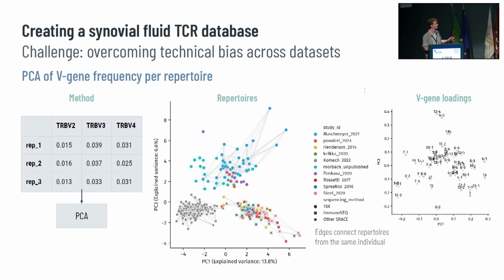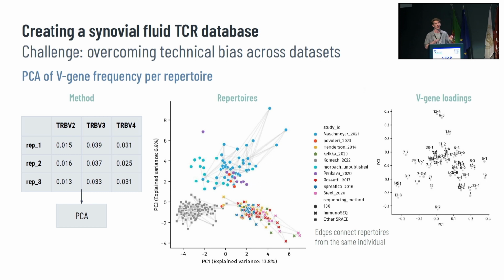So to first characterize this, I briefly looked at the frequencies of the different V genes within the data sets, and you can see in principal components 1 and 2 that it clearly separates out the sequencing methodology used, for example, the single cell versus the adaptive immune-seq data. Also, the repertoires that were derived from the same patients are connected by edges, and you can see that they also group together, which is logical.